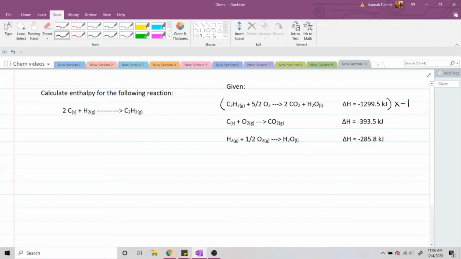So I'm going to rewrite it down here, and it'll be 2CO2 plus H2O. And then on the product side, we have C2H2 and 5/2 O2.